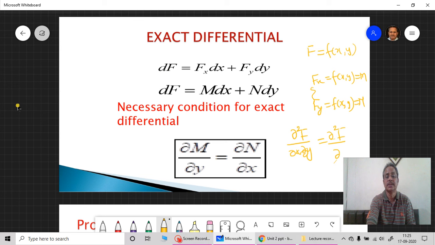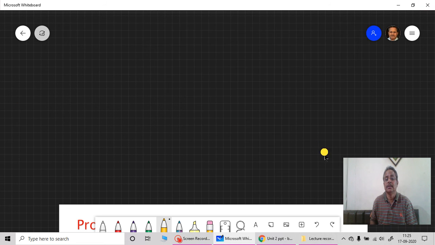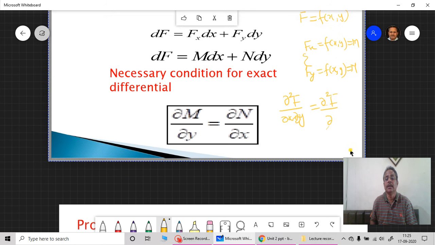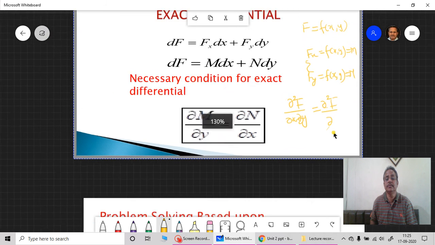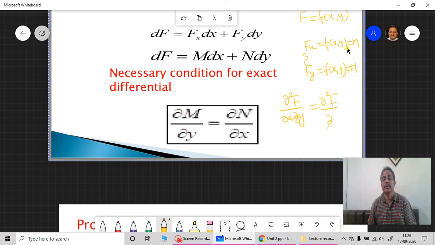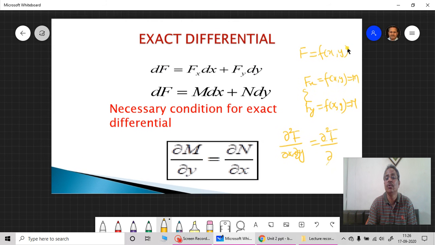So this second order cross differentiation, I'm writing this here, delta y into delta x. We have already seen that generally the second order mixed derivatives are equal. So what happens if they are equal, and what happens if they are not equal, that is this particular derivation.